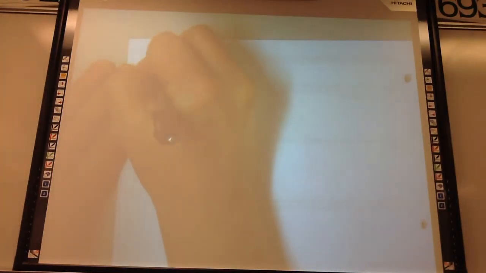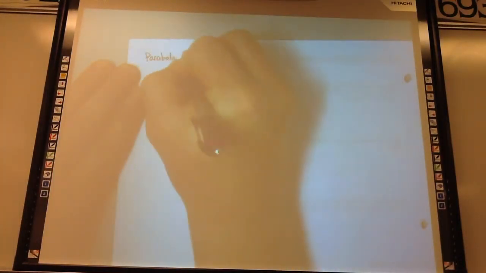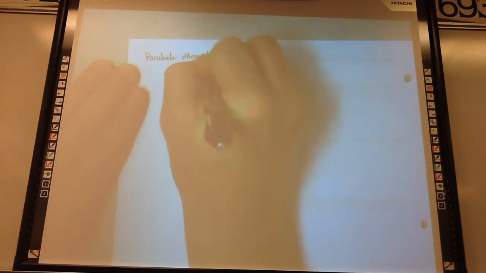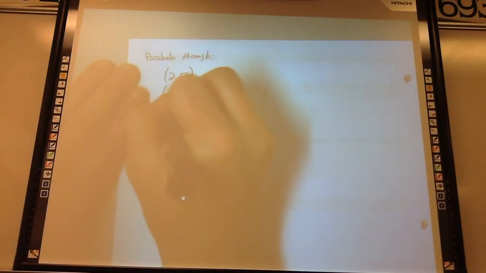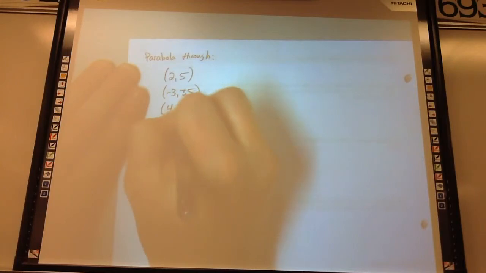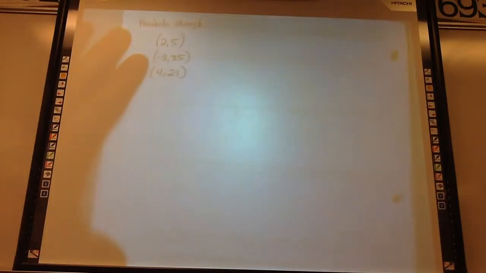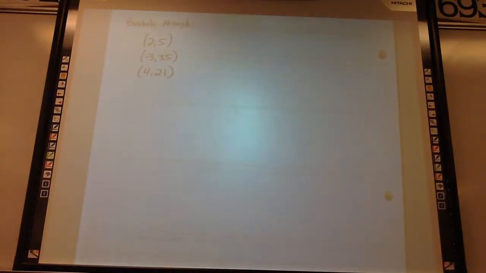So if I told you, here you've got a parabola that goes through these 3 points: 2, 5; negative 3, 35; and 4, 21. If we have 3 points, we can find the equation of that parabola. I don't know if any of those might be the vertex, I have no idea. It doesn't matter.